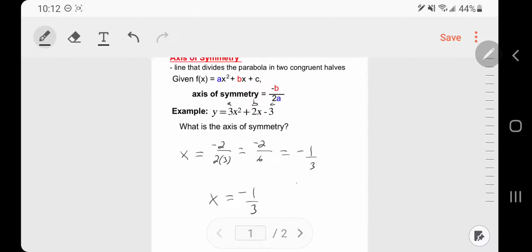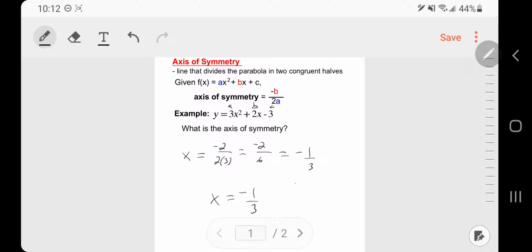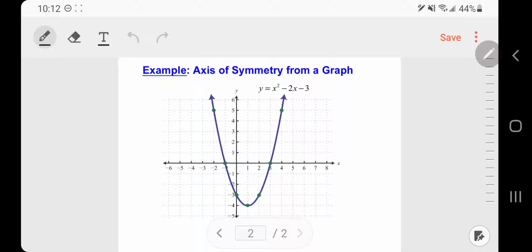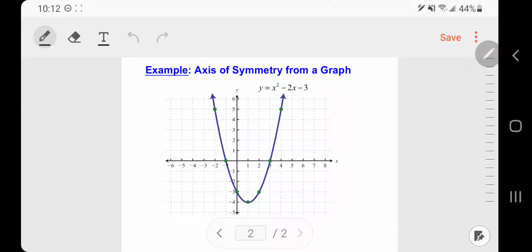All right, let's take a look at what that looks like on a graph. Right, so here we're given a graph of a parabola, and I could use the graph to get the axis of symmetry, and then I'm going to go ahead and use that equation up there just to check and make sure that we got it. All right, so the axis of symmetry, again, is that vertical line that is drawn, that, again, splits our parabola into two congruent halves.